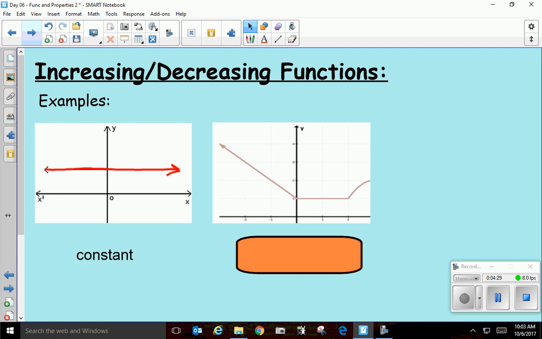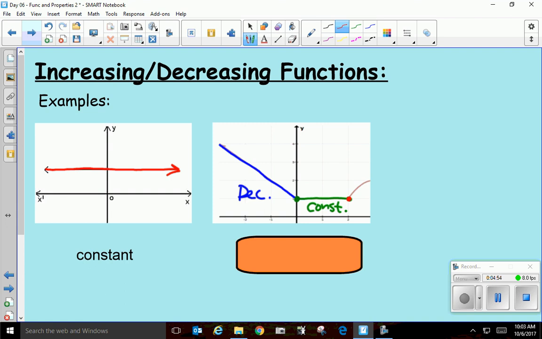Last but not least, what is this one? Well, as I move left to right, it's kind of going down here, isn't it? That would denote decreasing, wouldn't it? That would be a decreasing function. But once I get to this point, and I move to the right, that looks like there's no change. That looks like it's constant.